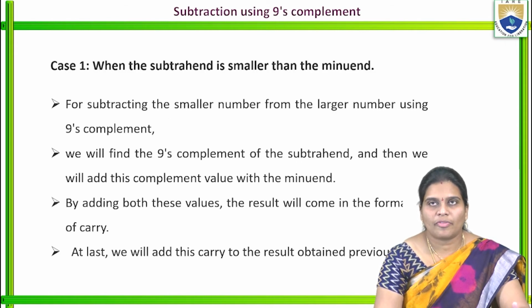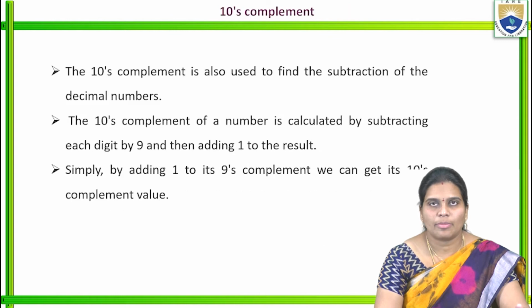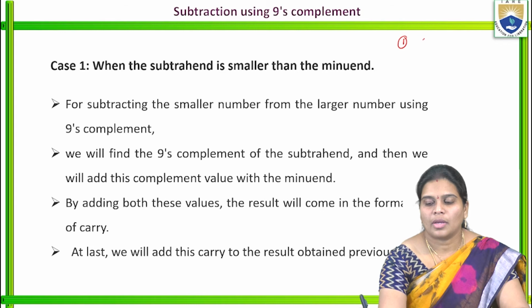So in the first case, when the subtrahend is smaller than the minuend, this is the procedure. We are taking the smaller number from the larger number using the 9's complement. Apply the 9's complement of the subtrahend and add these two values. If the resultant value has a carry, that carry will be added in the LSB bit. We'll see one example.